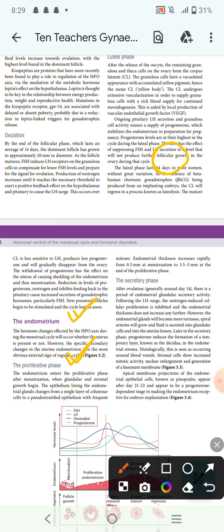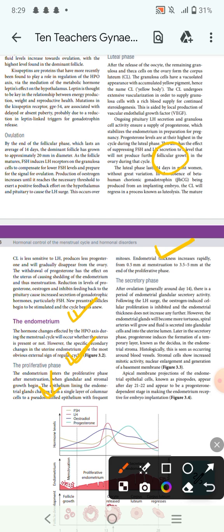influence of estrogen. Like in the follicular phase of the ovarian cycle, FSH levels are increased, and that FSH is responsible for the production of estrogen from the granulosa cells, and that estrogen comes and prepares the endometrium for the proliferative phase. It increases the glandular structures, and the vasculature is also increased in response to that estrogen.